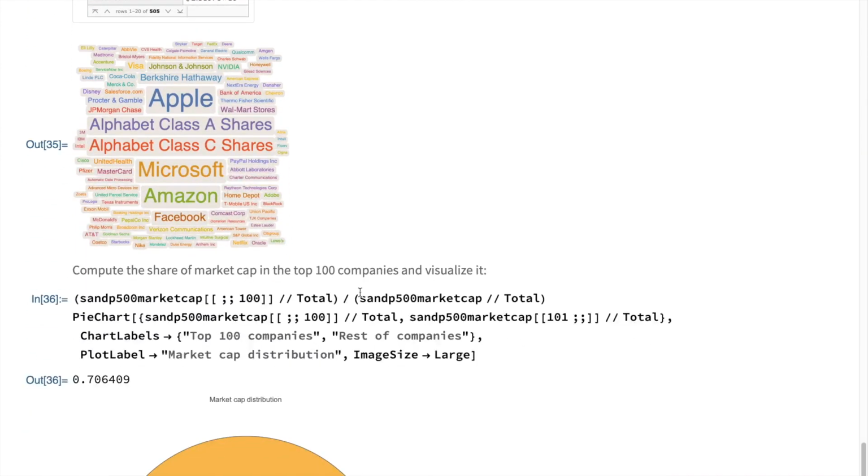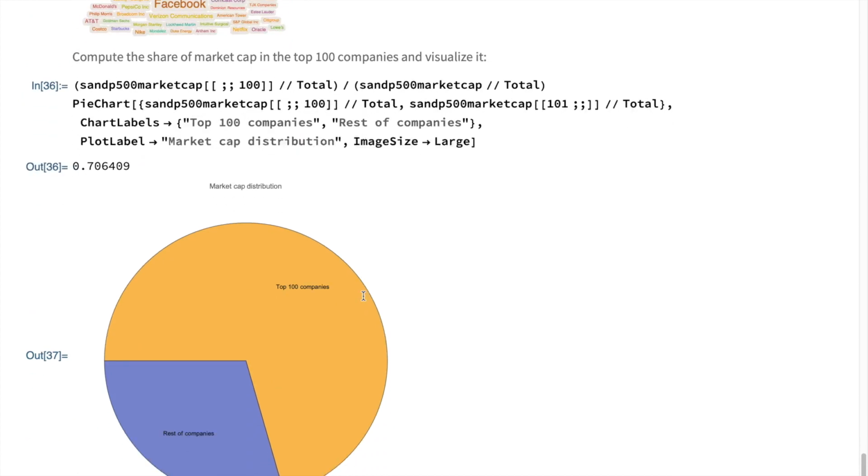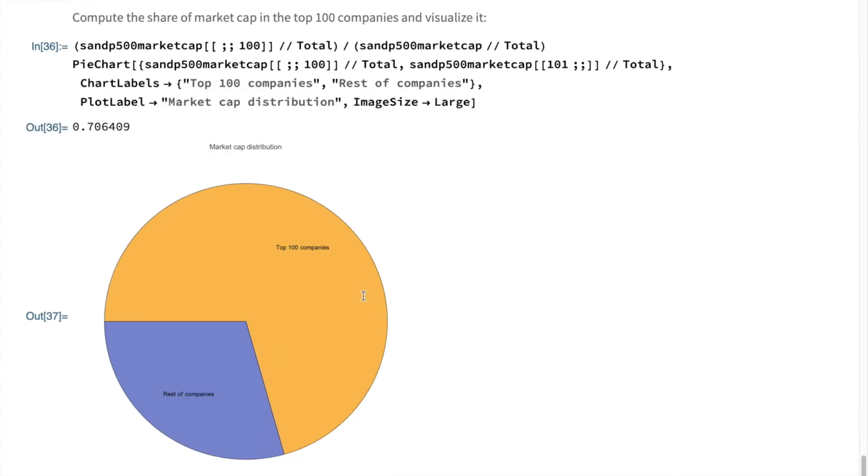Dividing their total market cap by the market cap of the entire S&P and plotting it using a pie chart gives us another skewed visualization.